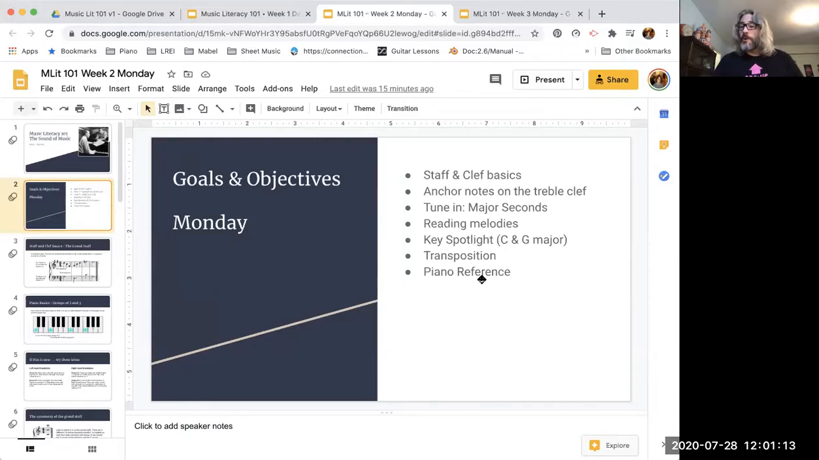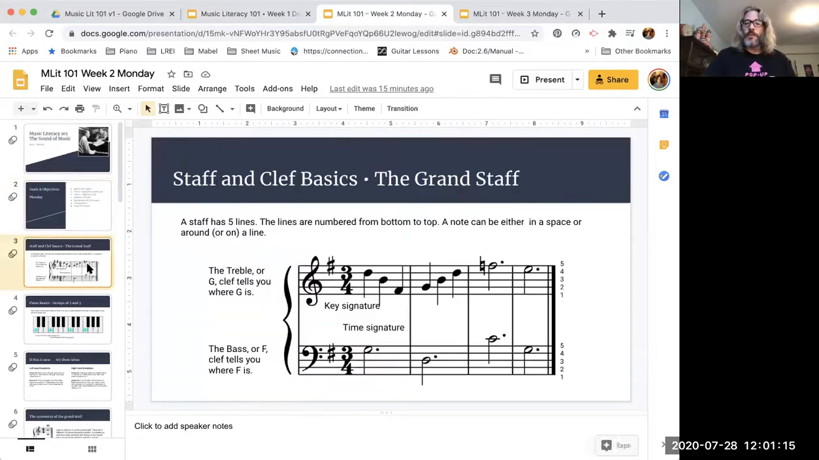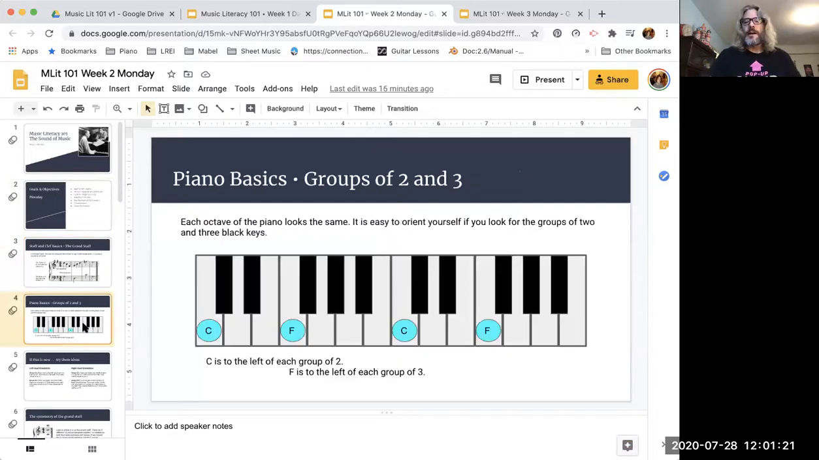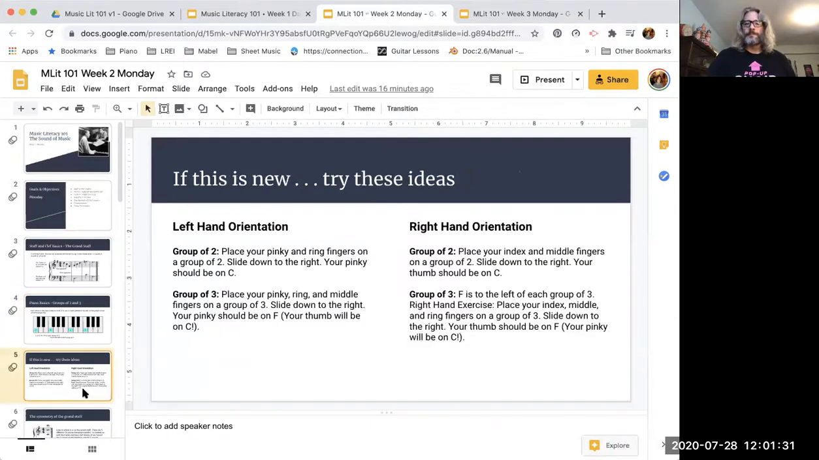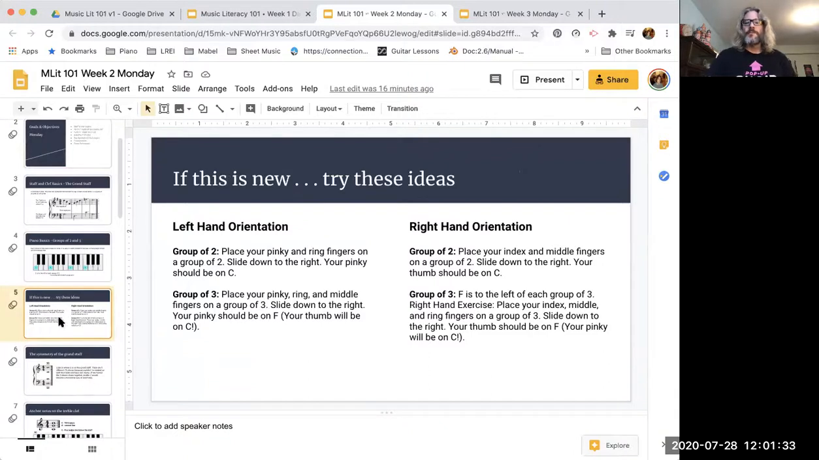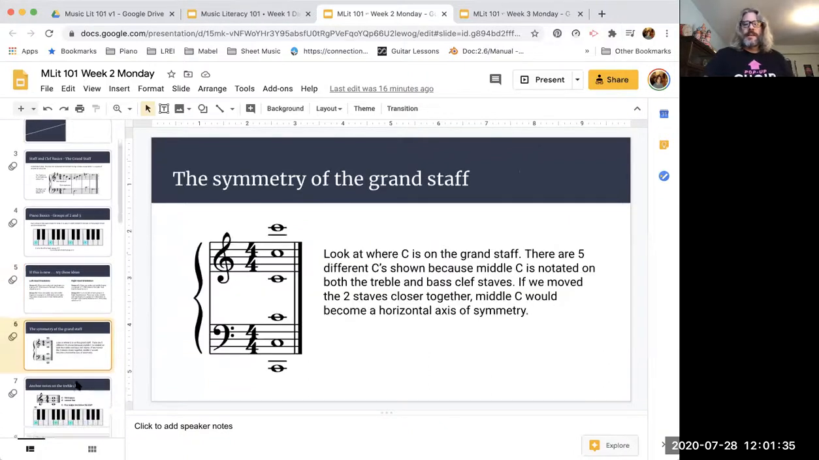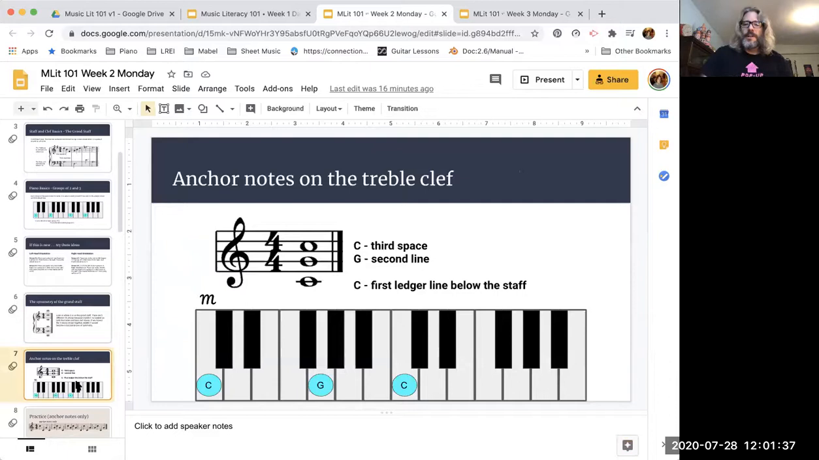So if you don't know how to read music already, that's what we kind of start with. We start with the basics of how to read pitches on the grand staff. And then we start in the treble clef and the bass clef with some anchor pitches, getting your eye used to where they are on the keyboard and on the staff. And these are some piano ideas.